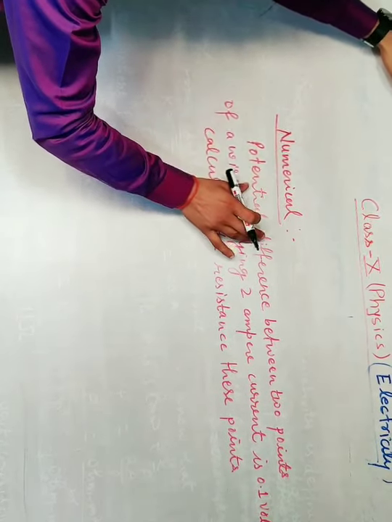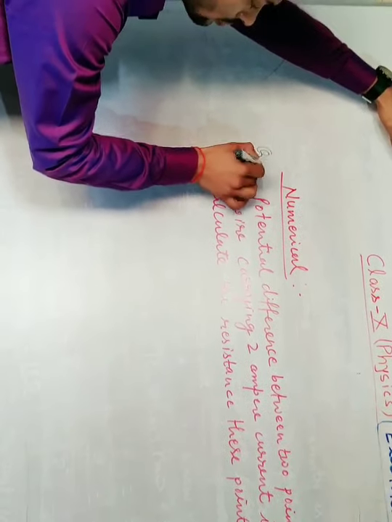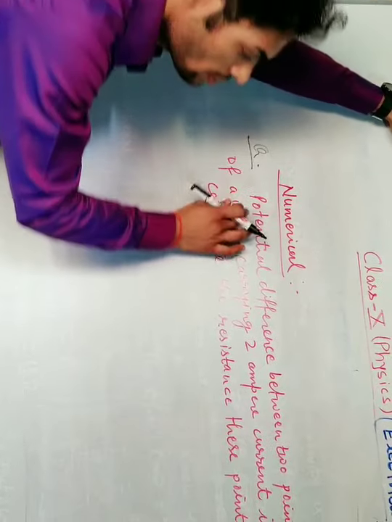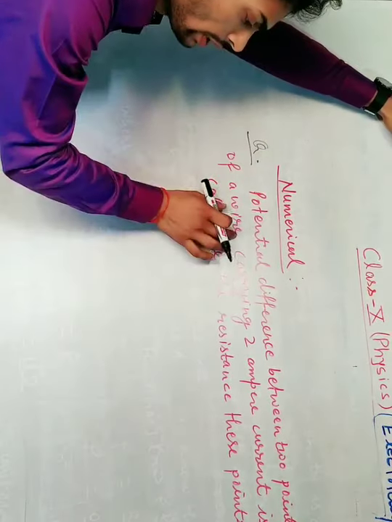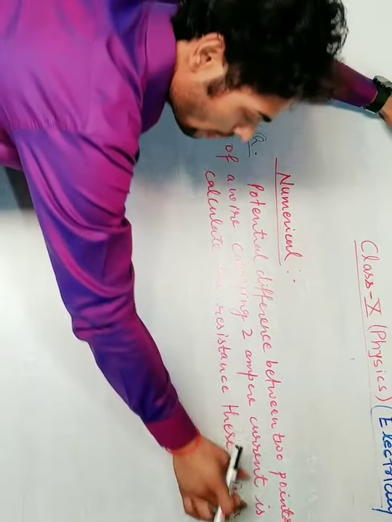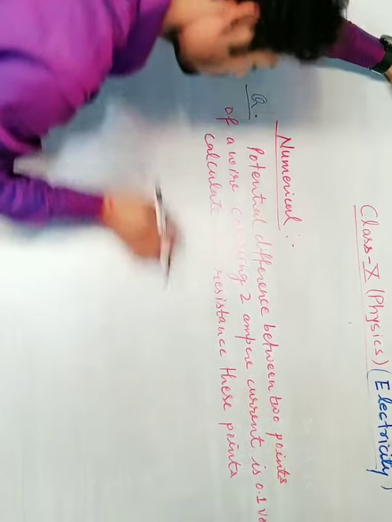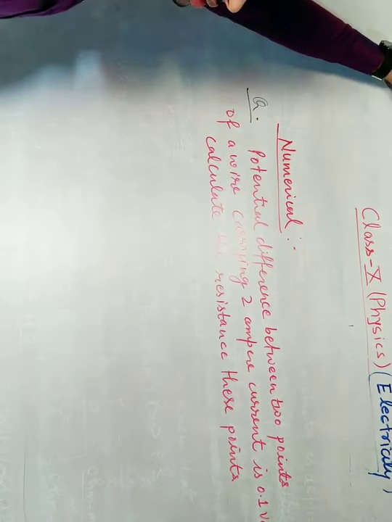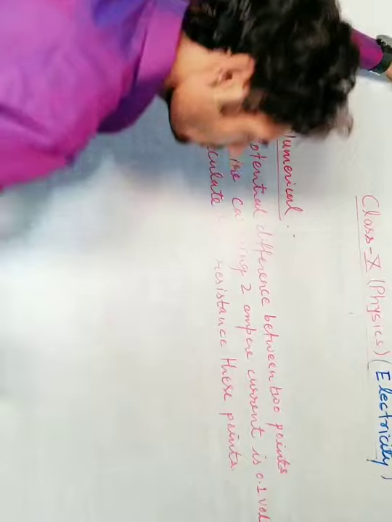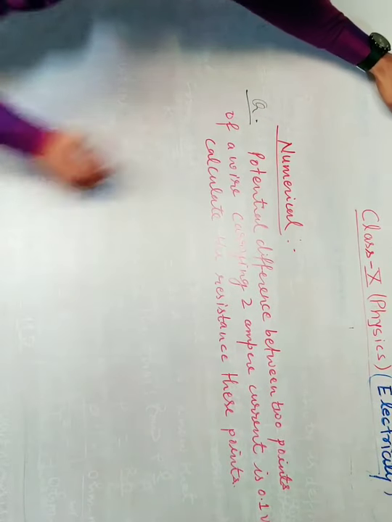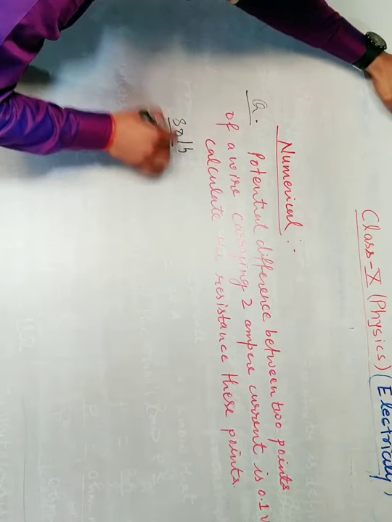Let us solve another numerical question. Potential difference between 2 points of a wire carrying 2 ampere current is 0.1 volt. Calculate the resistance between these points. In this numerical we also have to find the value of resistance. So solve the same.